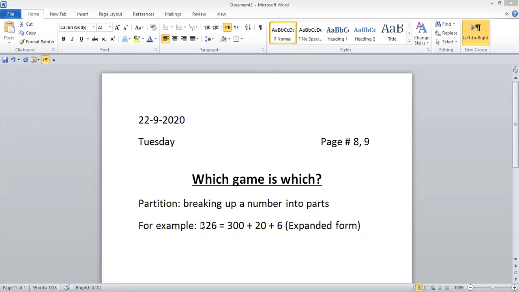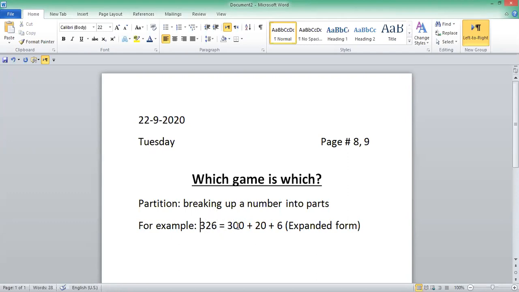This is the standard form, 326. How you can write 326 by breaking it into parts. You learned in the previous classes that if you write the value of each number, this is 3 plus the value of 20, 2 plus the value of 6, so you will find 326. So I can write 326 in that form also.